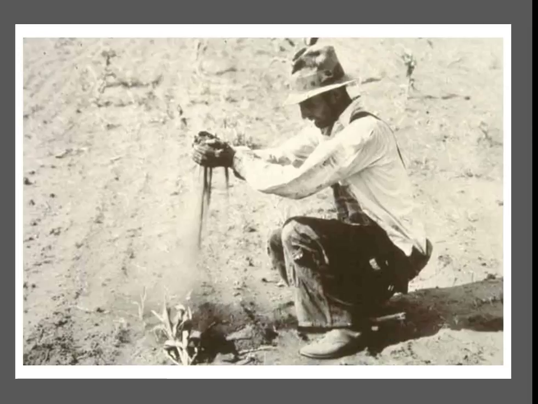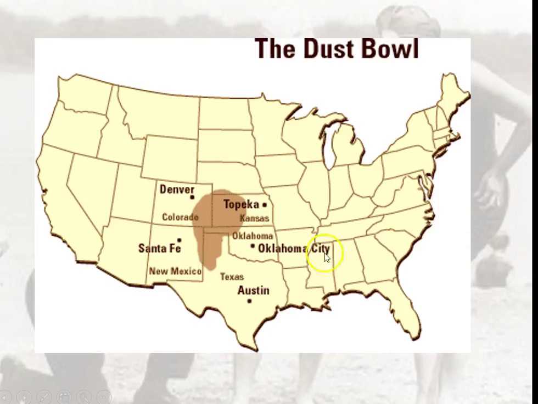So you can see here, this is a farmer showing just how dry the soil is. There's no crops. So when we talk about the Dust Bowl, it primarily impacted these areas, right through here. Right through here is the Great Plains, so all of that topsoil is literally being blown down to here in these areas.